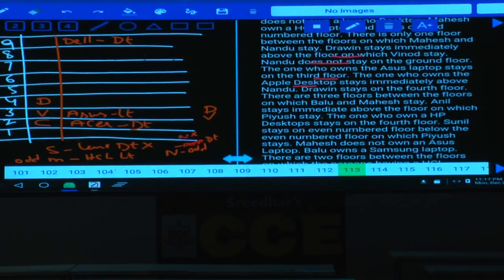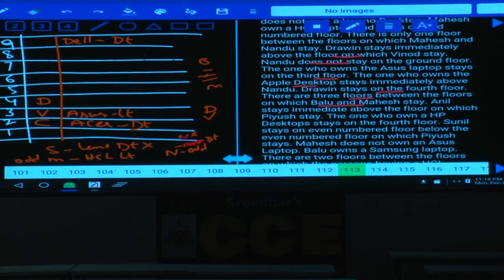Follow here? If Nandu is on the 7th floor, then Mahesh will be on the 5th or 9th floor, or vice versa. And Dravin stays on the 4th floor. There are 3 floors between Balu and Mahesh. Balu and Mahesh, there must be how many? There must be 3 floors. As there must be 3 floors in between Balu and Mahesh in any order, and Mahesh is on an odd number floor, and Nandu will be here, that means these persons B, N and M must be on odd number floors.